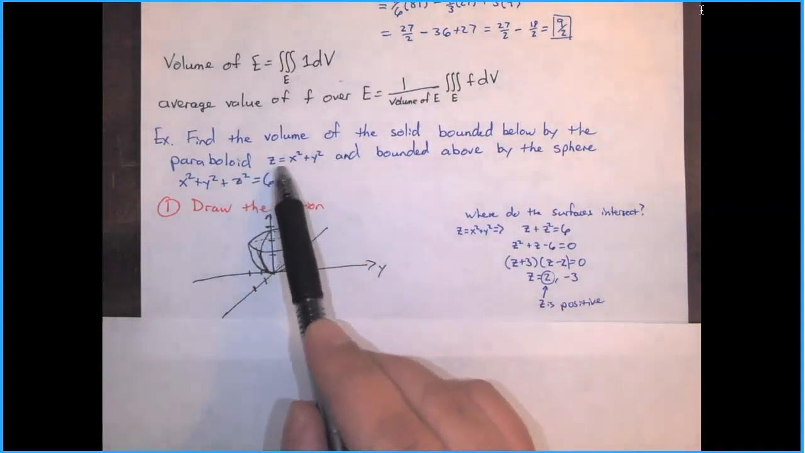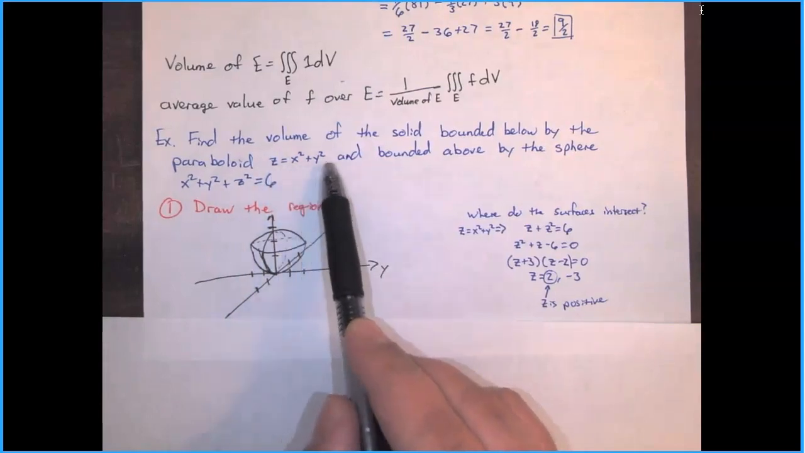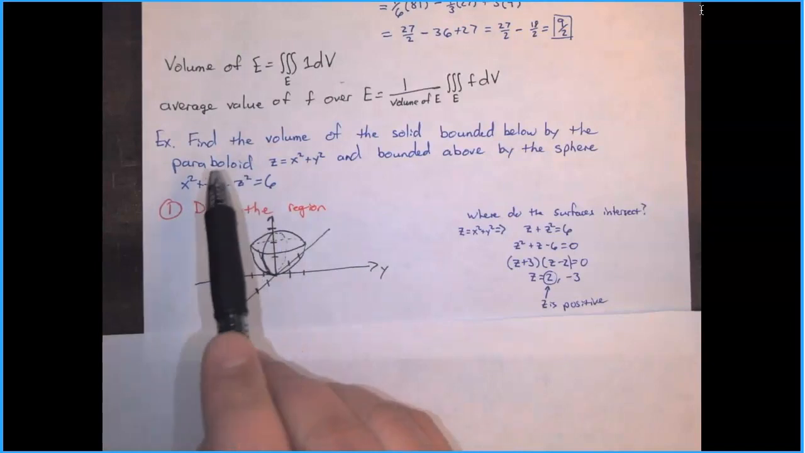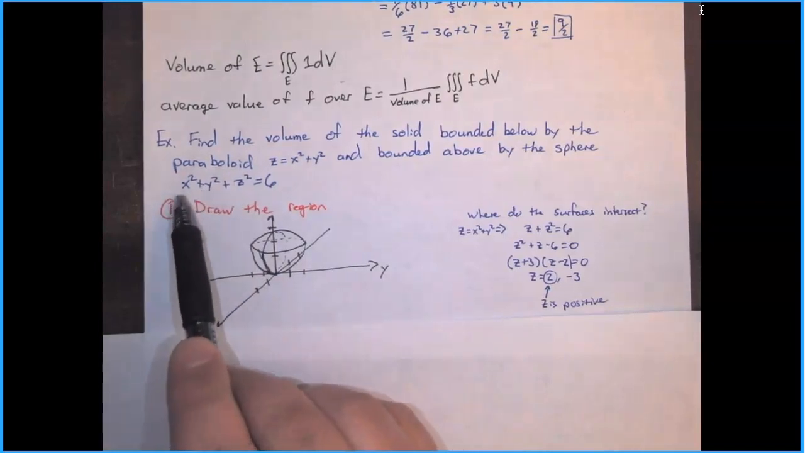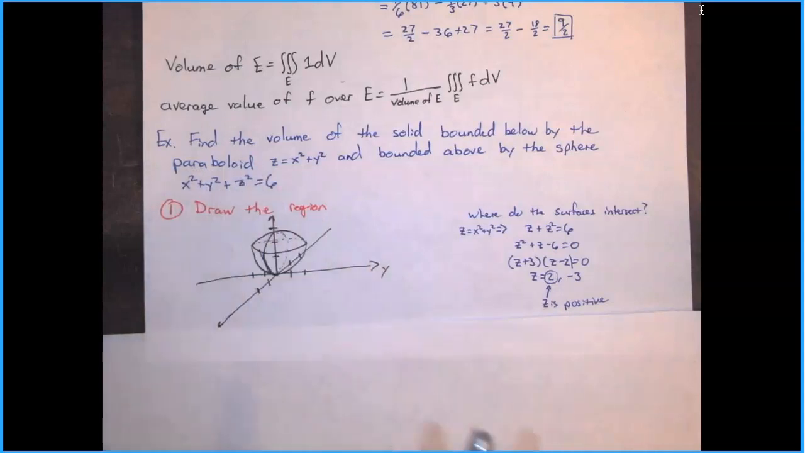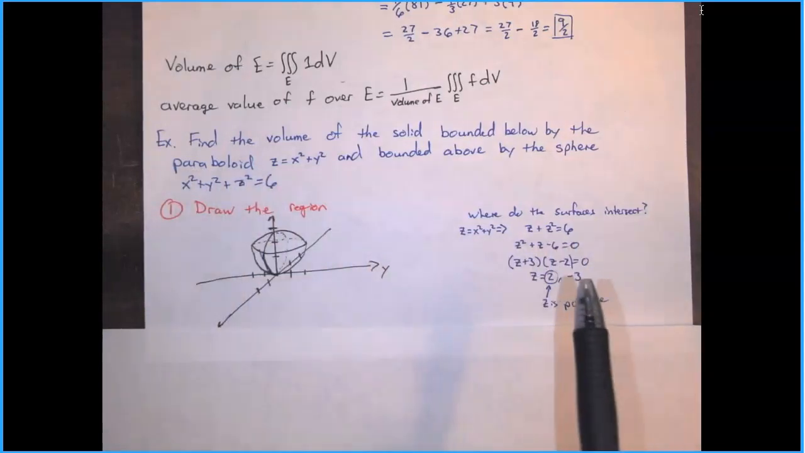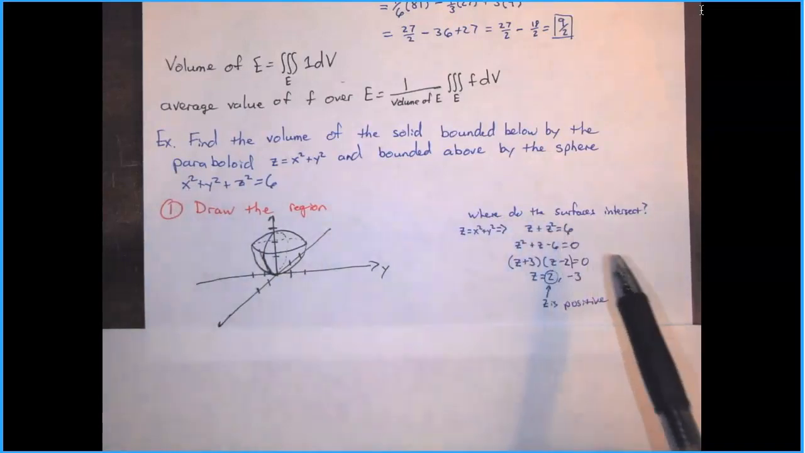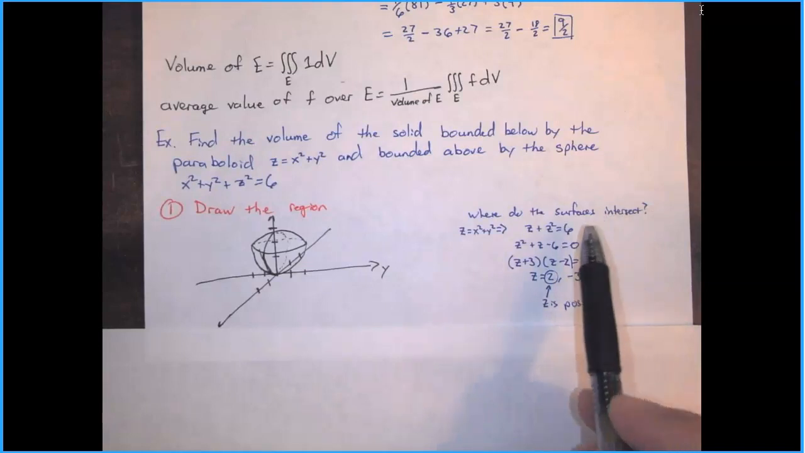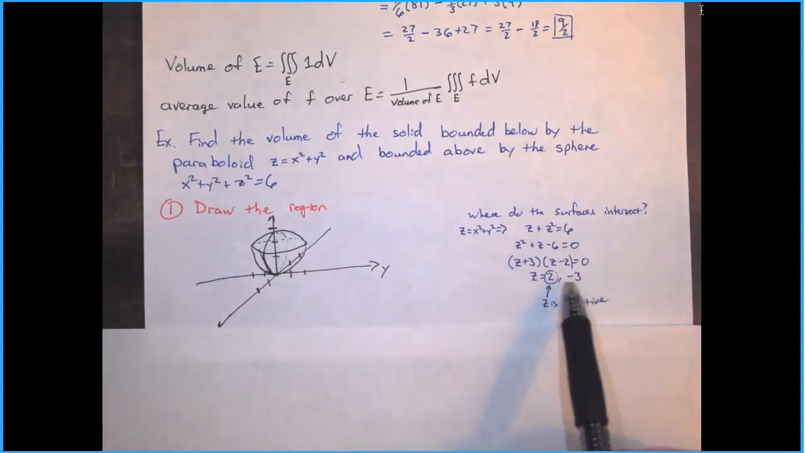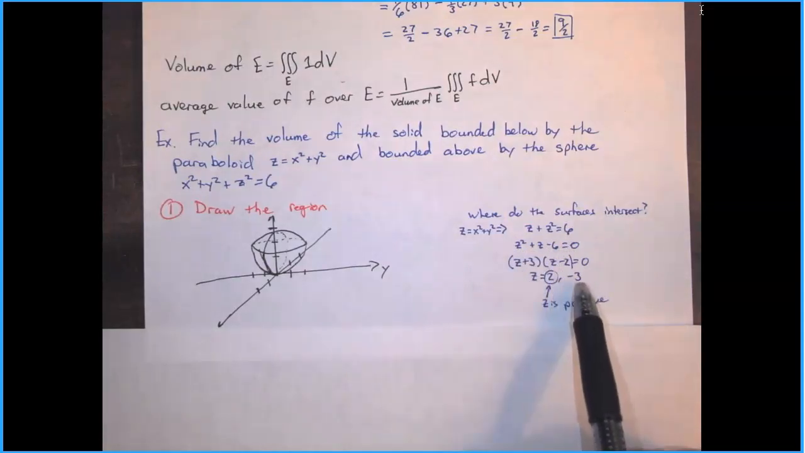Well, since the paraboloid is already solved for z equals x squared plus y squared, and I have an x squared plus y squared sitting here, I'm just going to make a substitution, and instead of x squared plus y squared, I'm going to plug in z. So if z equals x squared plus y squared, then x squared plus y squared equals z, and I can plug that in here, and where these two surfaces intersect satisfies the equation z plus z squared equals 6. So then I can just factor this trinomial, and I get two solutions, 2 and -3.